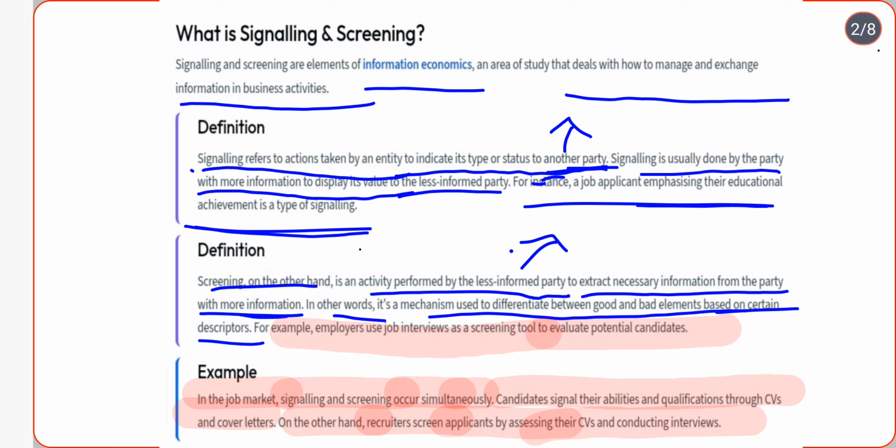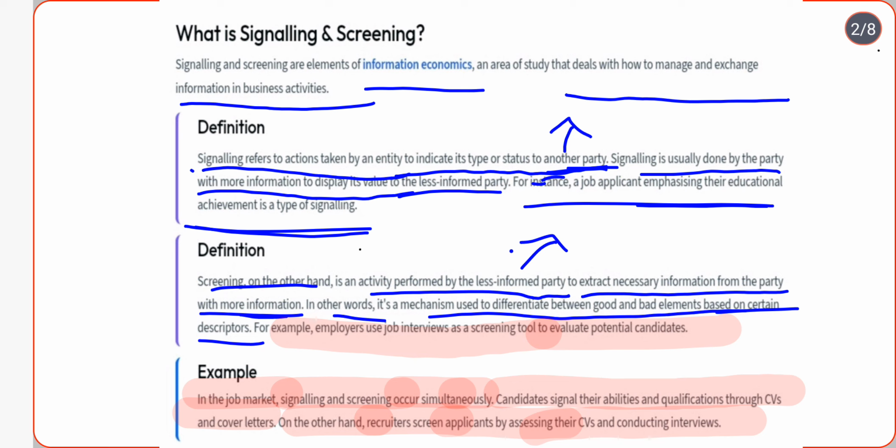So the candidate will prepare their CV and send it to the job interviewer. In the CV, the candidate will basically write many of his qualities, educational qualities. That is basically giving the signal to the job interviewer. And within the interview also, the candidate can give different signals to the job interviewer, that look, I am a good candidate. And that type of different signals, like giving the answers properly, giving the answers confidently and in the right manner.